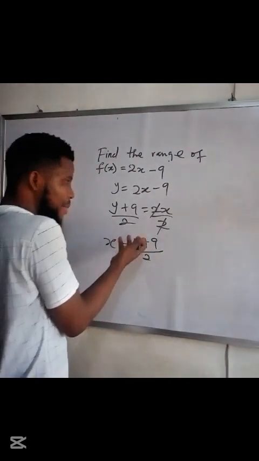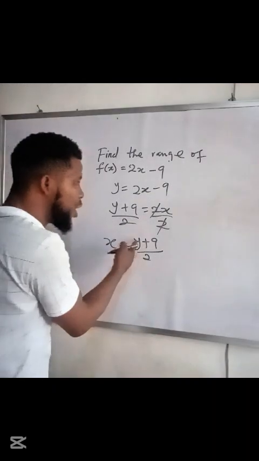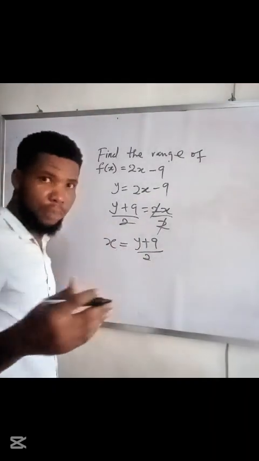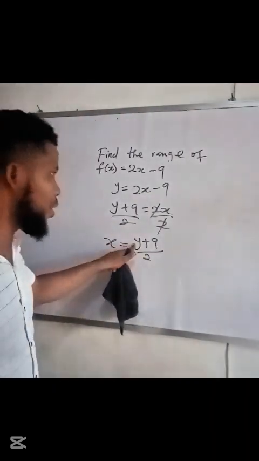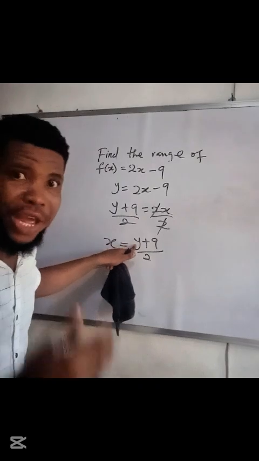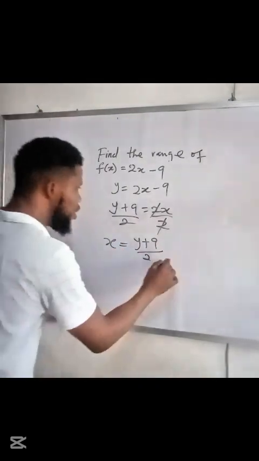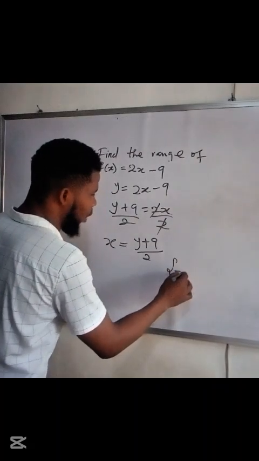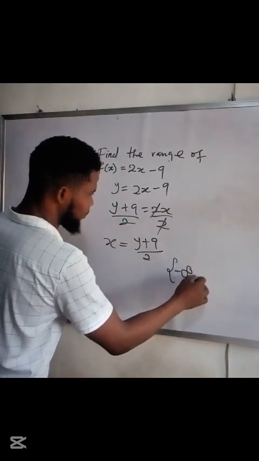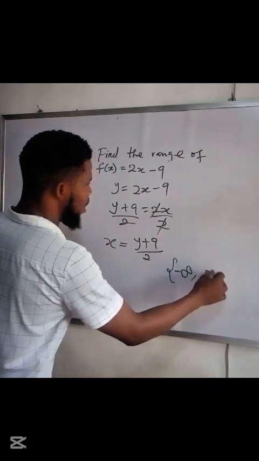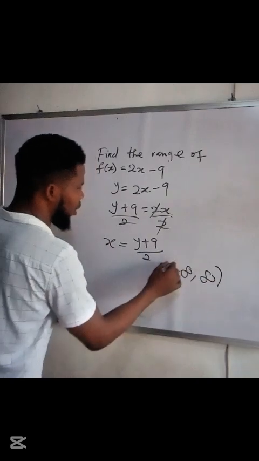If I put minus 5, minus 2, I'm still going to get the value. Any number I put here, I'm still going to get the value. It's something you can try. If I put 1, any number you put here, you're still going to get the value. So the range is also from what? Negative infinity to positive infinity.